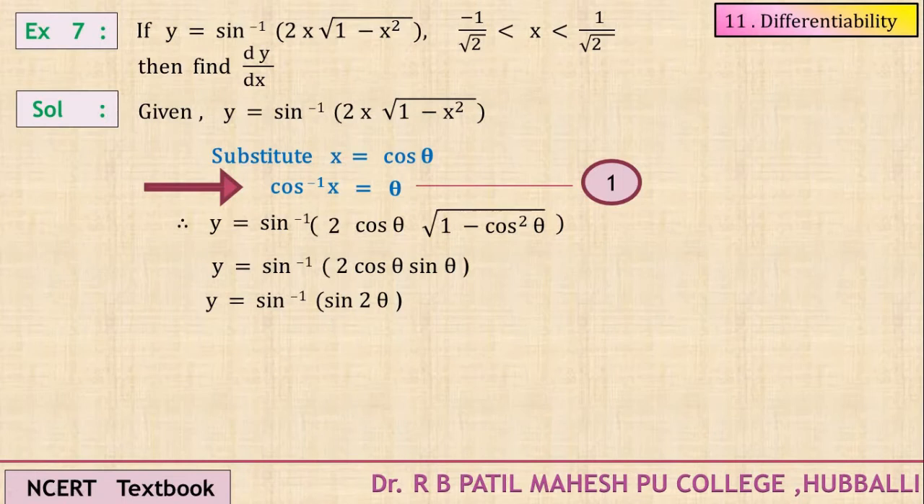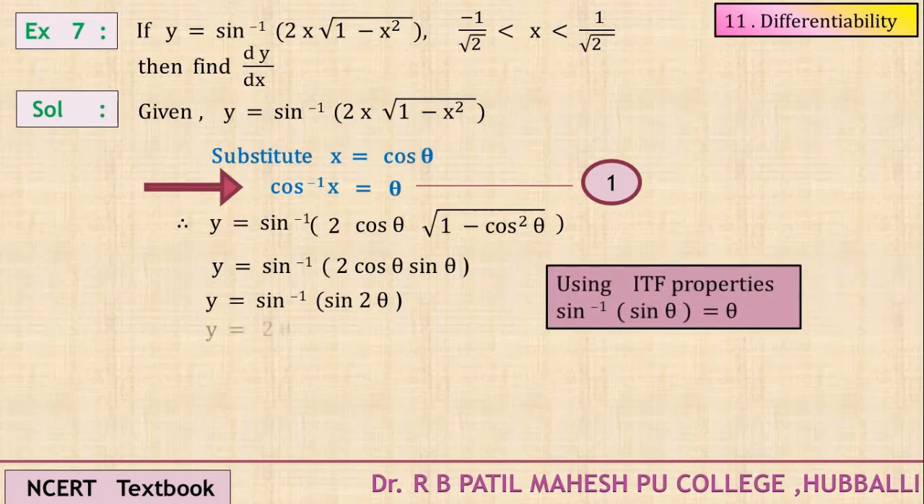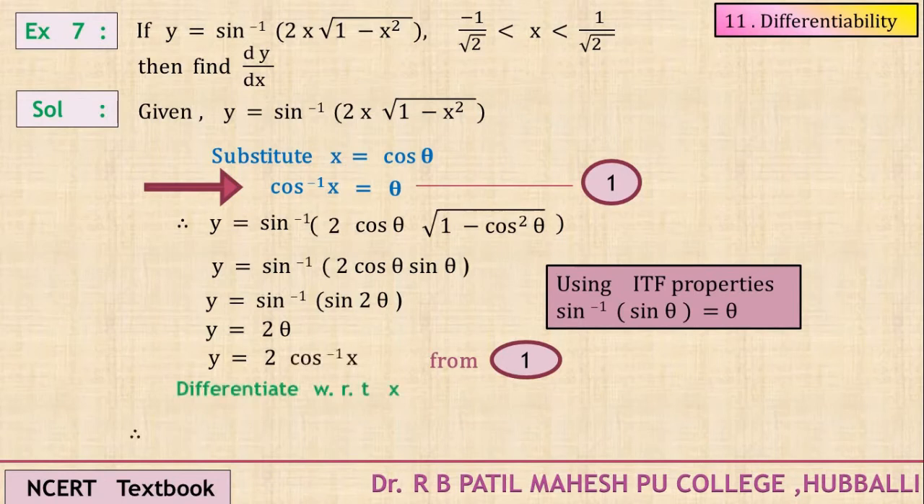Next, we have the same function, so by the inverse trigonometric property it is written as 2 theta. From equation 1, theta is replaced by cos inverse x, then it is differentiated. So dy by dx is equal to minus 2 divided by root of 1 minus x square. So this is the solution.